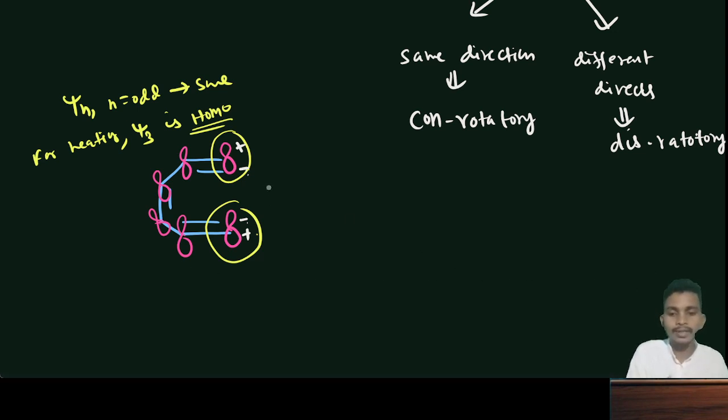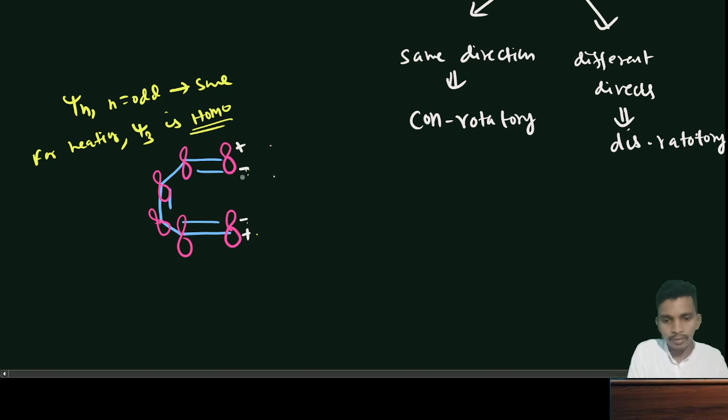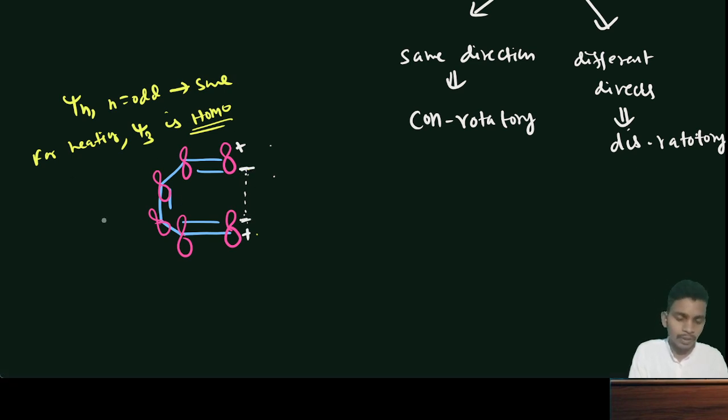So what you see here is that this and this have interactions, because this is minus and this is also minus. For heating, psi 3 is the HOMO, so the terminal lobes should have the same sign. This one is minus, so here also it has to be minus, so that the same lobes do the interactions.